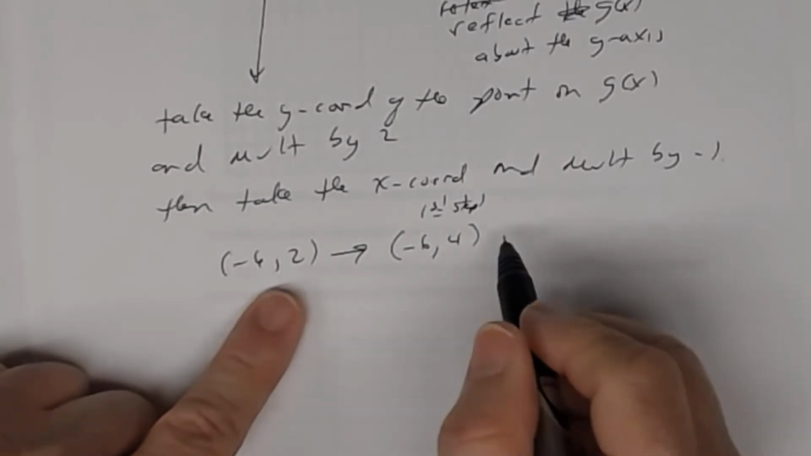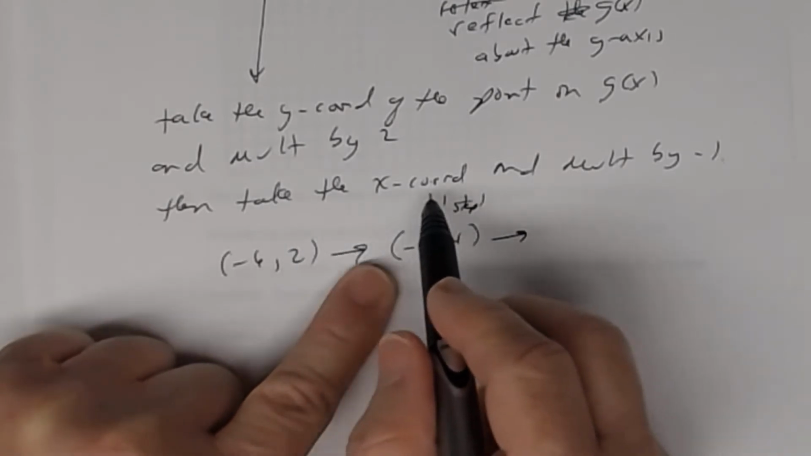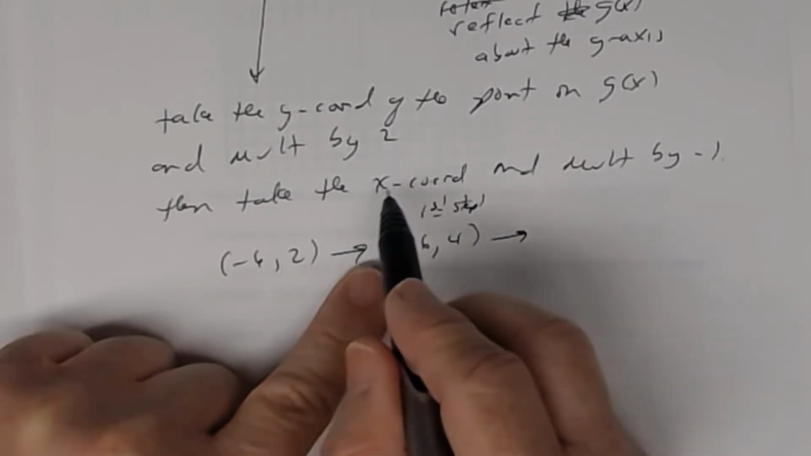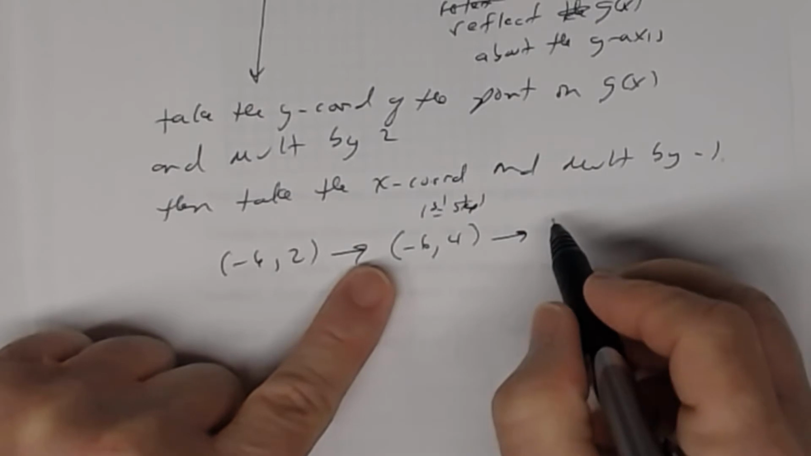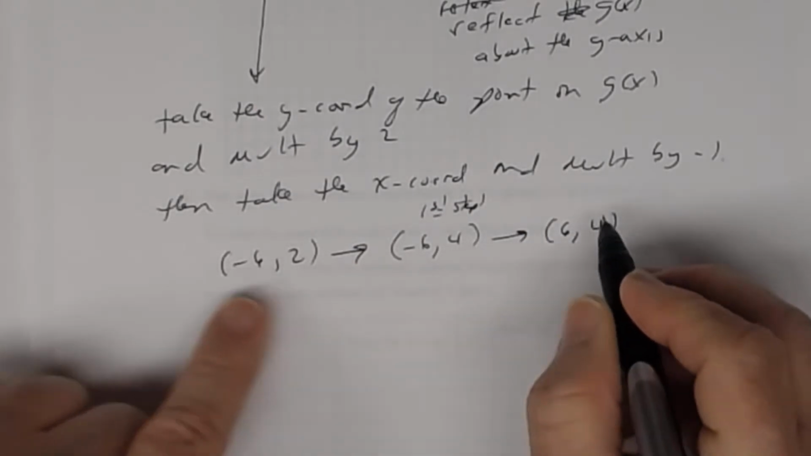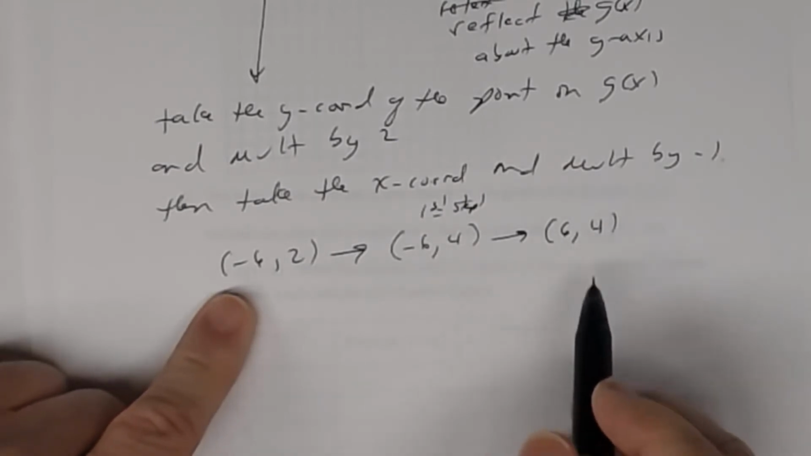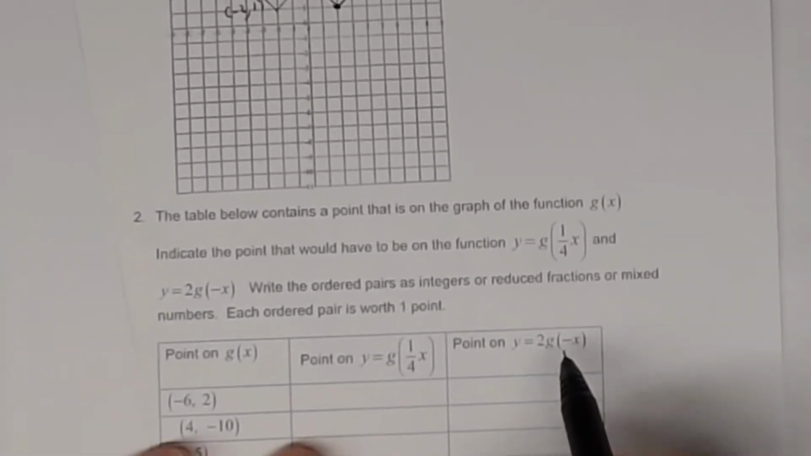All right, then I'm going to take that point, and it says to take the x-coordinate and multiply by -1, because that's a reflection about the y-axis. So the x-coordinates become opposites. The opposite of -6 is +6. So the point -6, 2 becomes +6, 4. Okay? All right, so let's remind ourselves what this is.